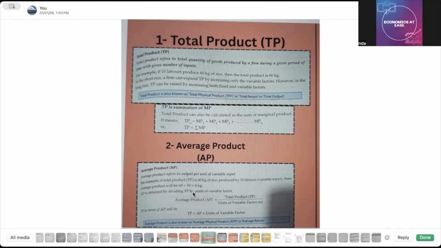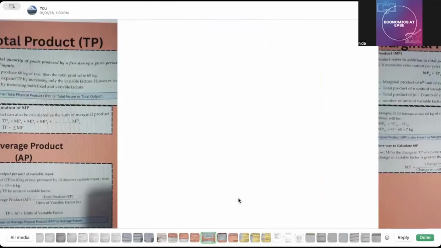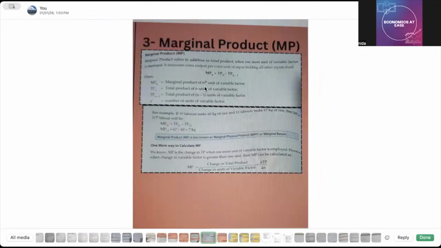Then average product is the per unit of output, okay, per unit. Average means per unit of variable input, and AP is equal to TP upon Q, okay. Or you can say TP is equal to AP into units of variable factor, depending on the situation. Then you can get the formula. We will do the numerical portion also, okay. Then MP is what? That is the additional. Wherever you get the name marginal, it means addition.